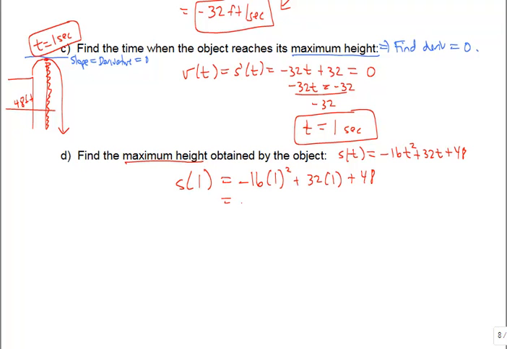So that's going to give me negative 16 plus 32 plus 48. So that's 16 plus 48, or 64. And remember, this is a position or a height, so the units would be feet. This reaches a maximum height of 64 feet before it comes back down again.